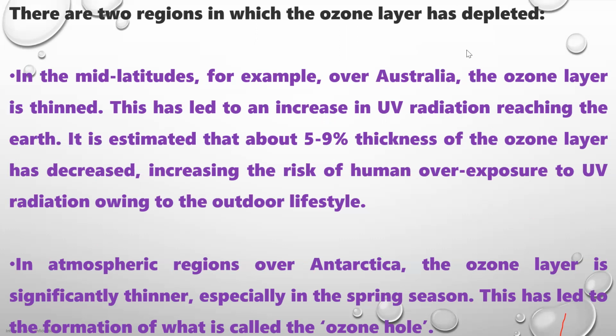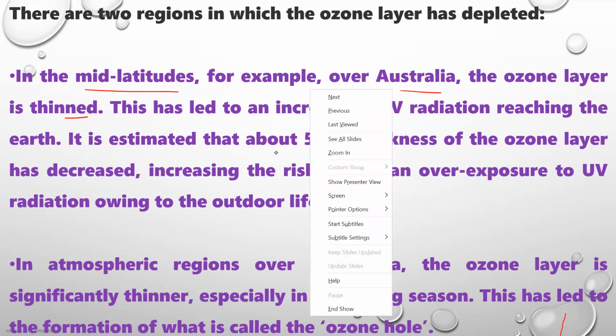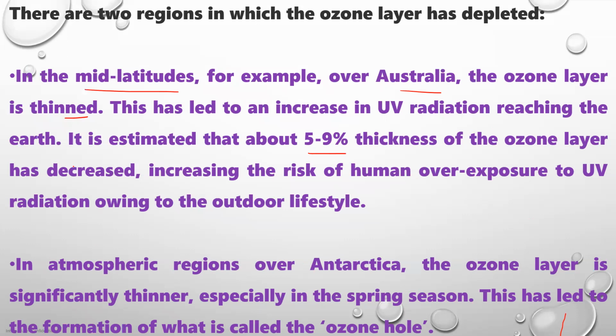There are two regions in which ozone layer has depleted. Very important. Which are the two regions where it has already got depleted? In the mid latitudes, for example, over Australia, the ozone layer is thinned. This has led to increase in UV radiation reaching the earth. It is estimated that about 5 to 9% thickness of ozone layer has decreased, increasing the risk of human overexposure to UV radiation owing to outdoor lifestyle. In atmospheric regions of Antarctica, the ozone layer is significantly thinner, especially in spring season. This has led to formation of what is called the ozone hole. Clear?